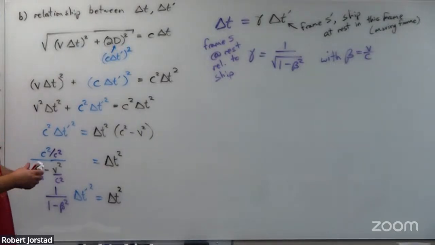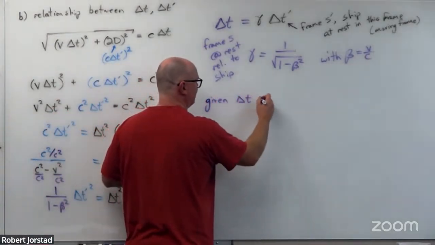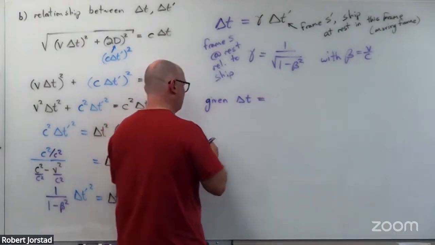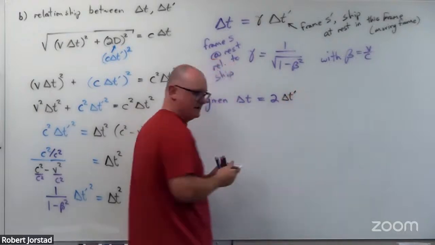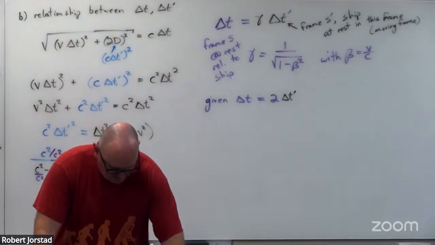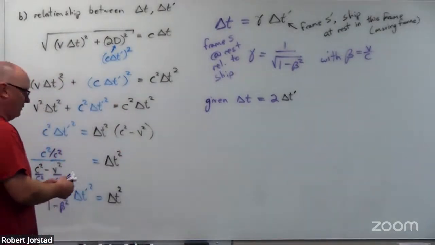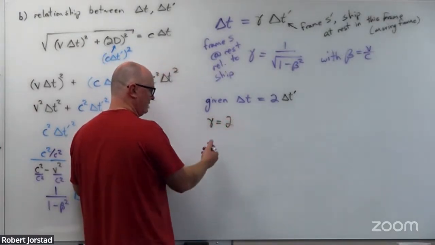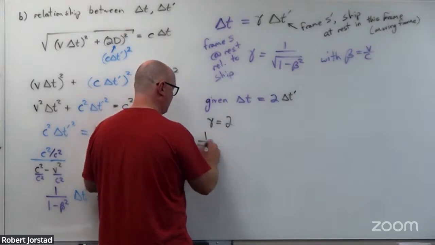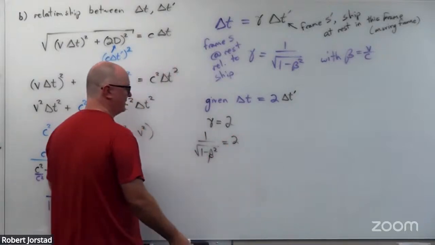All right, so in this case, we were told delta t is equal to 2 delta t prime. If you read the wording of the question, it says, assume the clock in frame S requires exactly twice as long for the clock to complete 1 tick. Determine the speed. Well, hopefully what you can see here is that gamma equals 2. So now, let's write this in. 1 over the square root of 1 minus beta squared. You're going to do this a lot. Equals 2. Square both sides.